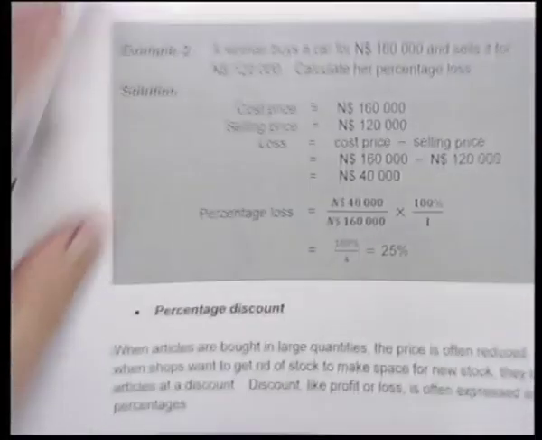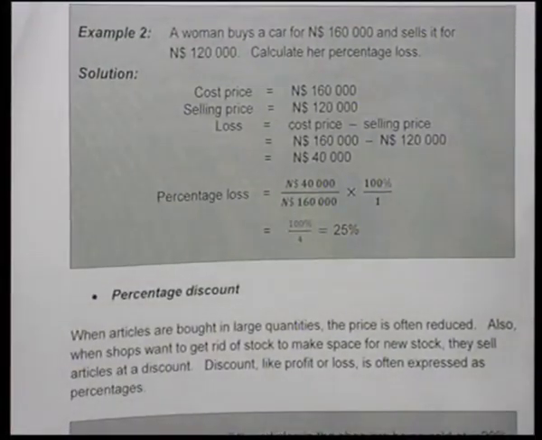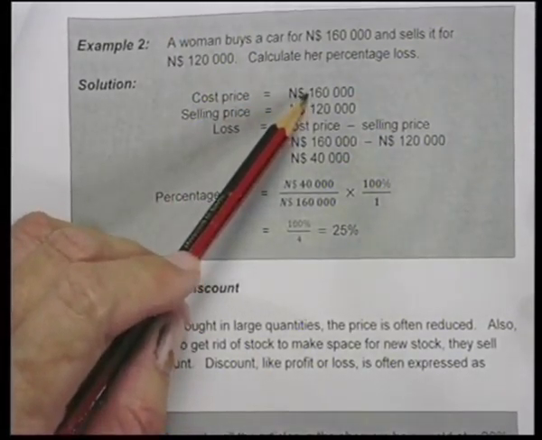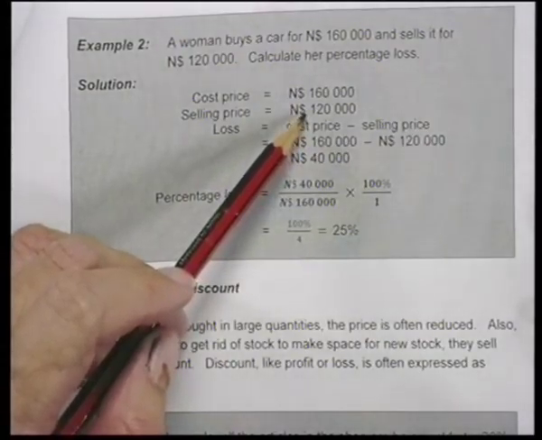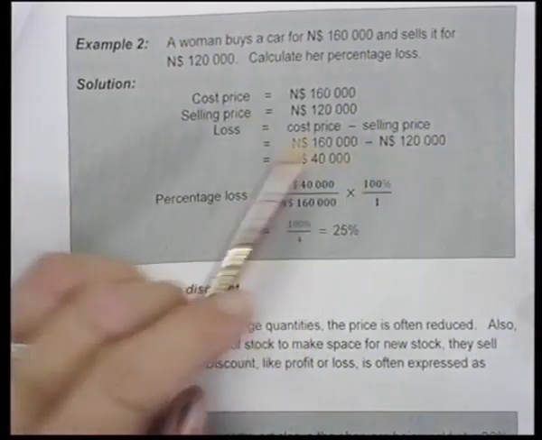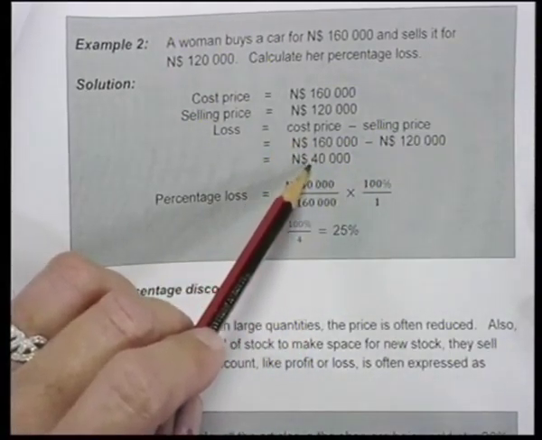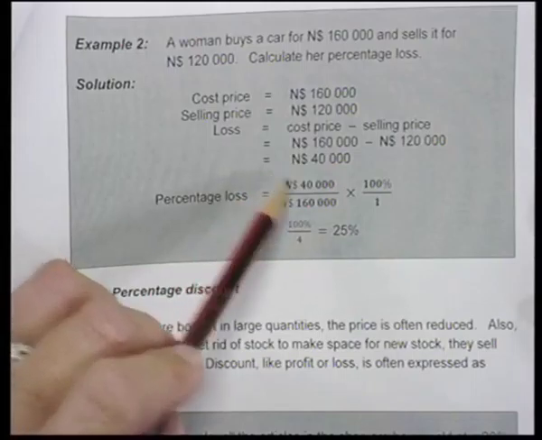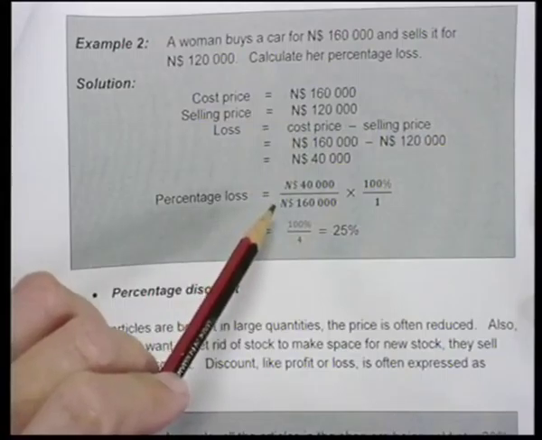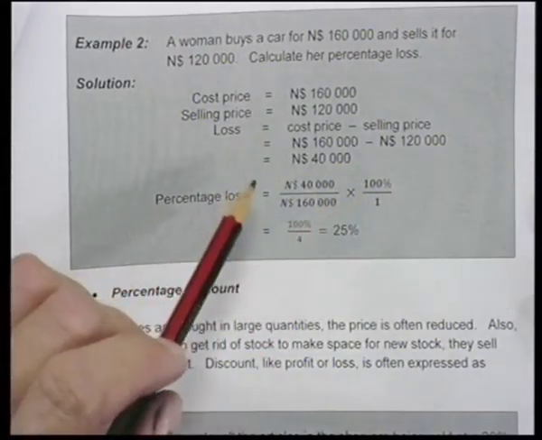Let's look at this example 2. A woman buys a car for 160,000 and then she sells it for only 120,000. What is her loss? The cost price is 160. The selling price is 120. The cost minus the selling is 160 minus 120. So her loss was 40,000. 40,000 over the cost price, 160,000, times 100%.